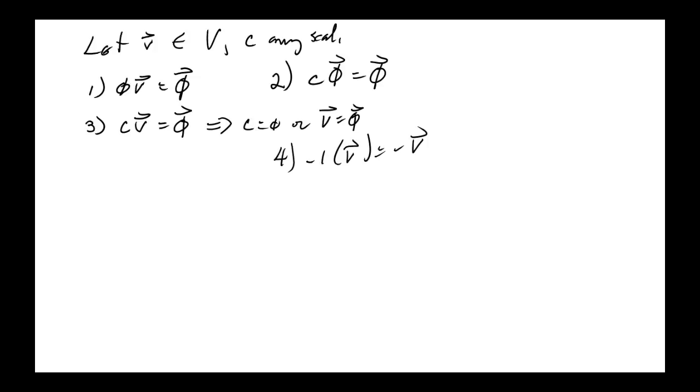So here's one. The set of integers is not a vector space. Can you think of why? The set of all integers is not a vector space. And the problem is in the wording.